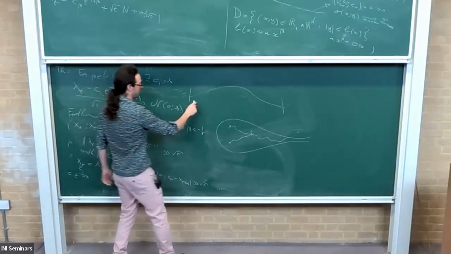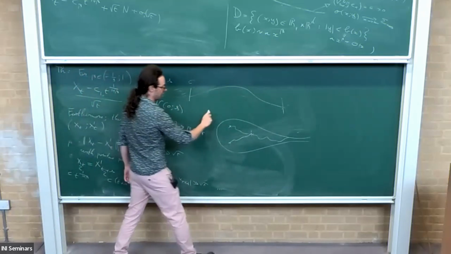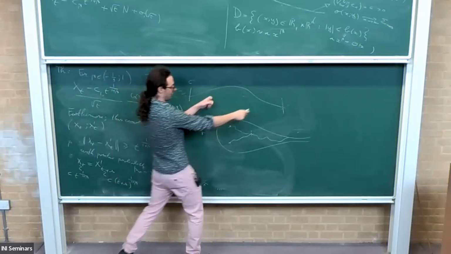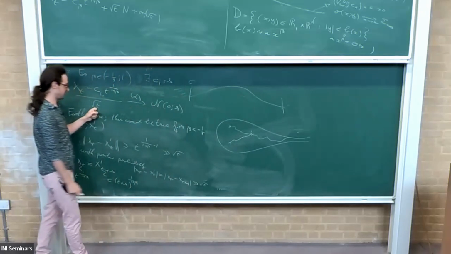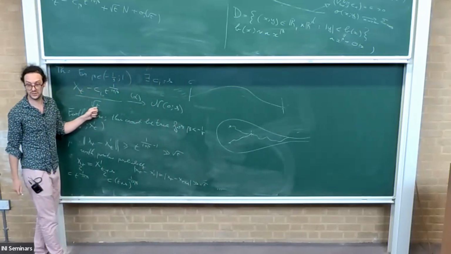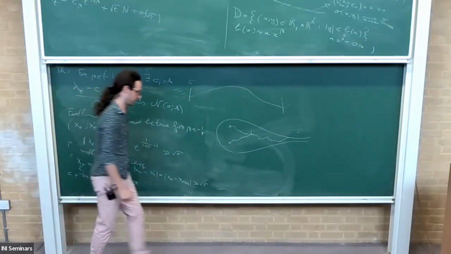And if they are both in this area, then they cannot be far away. I'm saying this is some constant. So if they are both in this area, the Gaussian here, that means that you have a distance of order square root of T between them. Okay.